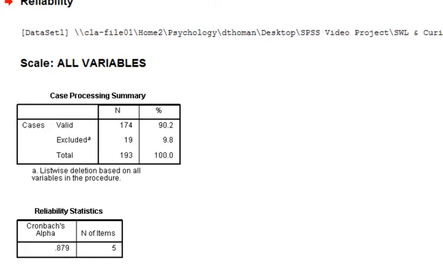And as we scroll below, we see that our Cronbach's alpha for our satisfaction with life scale, which includes 5 items, is 0.879. Generally 0.80 or greater is satisfactory within psychology. Now we've created 2 composite scores. We've examined how to compute Cronbach's alpha. We could do the identical analysis for the curiosity inventory.